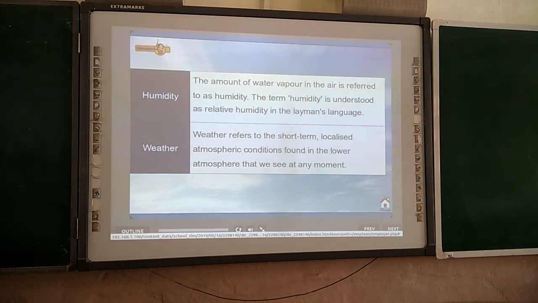And you can see here humidity. The amount of water vapor in the air is referred to as humidity. The term humidity is understood as relative humidity in the layman's language. Here, weather. Weather refers to the short-term, localized atmospheric conditions found in the lower atmosphere that we see at any moment.